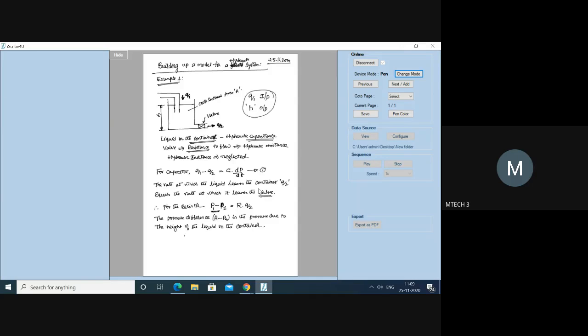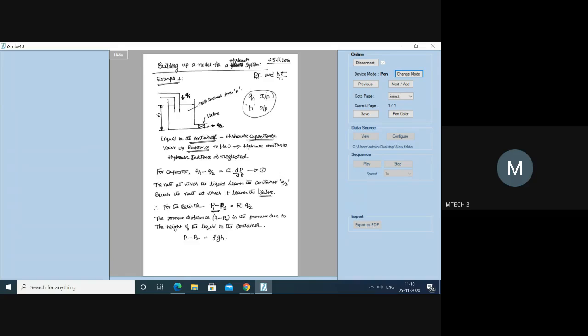What is P equal to in terms of H? Can you give me the equation? What is the basic equation? Some basic equation should be known to you. What is the relationship between pressure and height? What is Pascal's law? P is equal to rho GH. Very good. So P1 minus P2 is equal to rho G H. Is it correct?